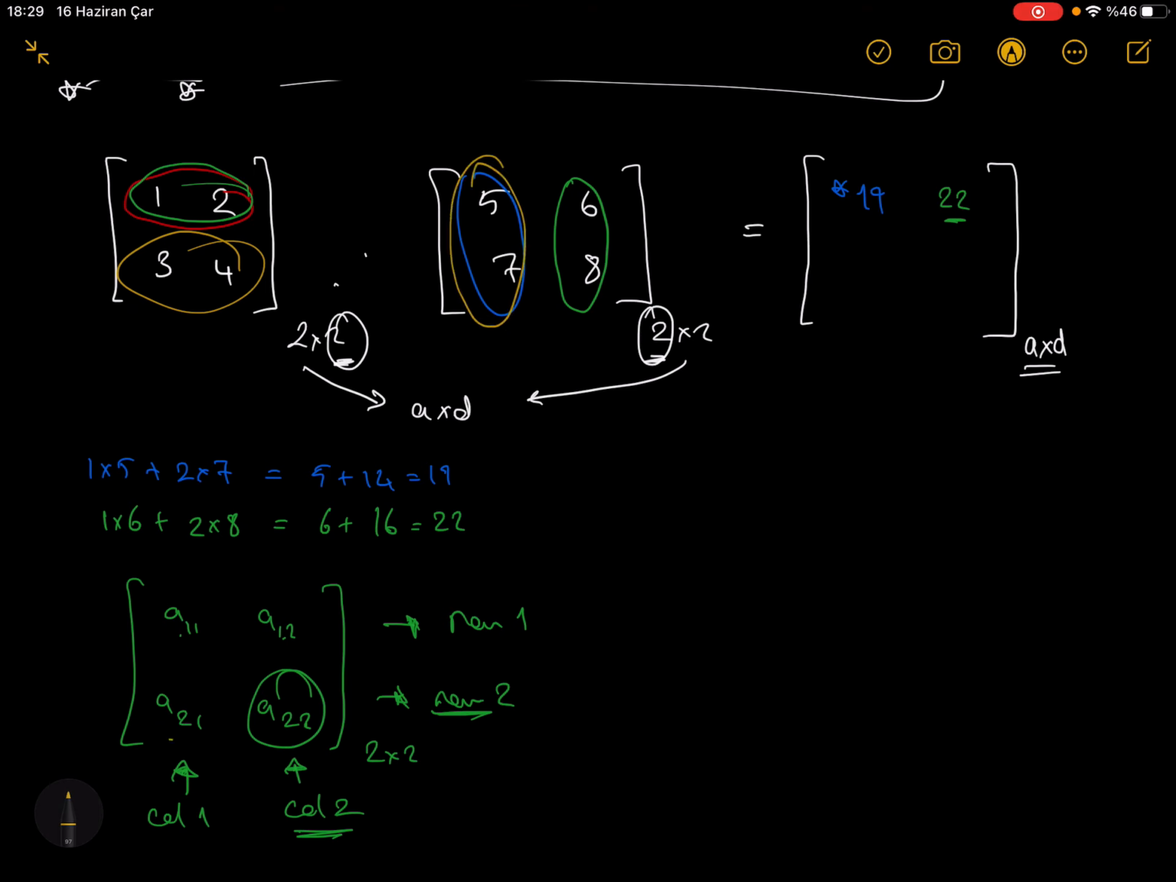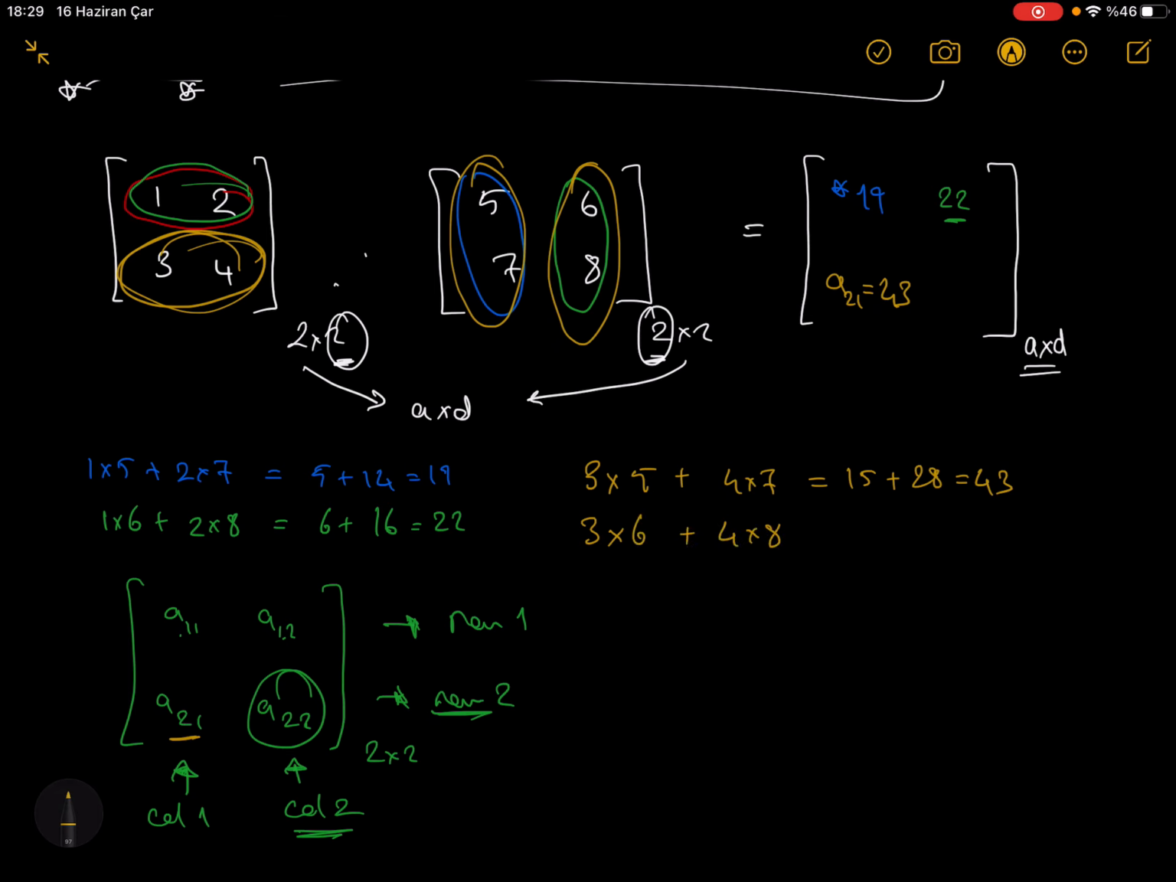in this new notation, this is A21, equal to, let us write together, 3 times 5 plus 4 times 7, which is equal to 15 plus 28, which is 43. Okay, so it is the last time, the second row and second column. Let's do it together as well. 3 times 6 plus 4 times 8, which results in 18 plus 32, which is 50.